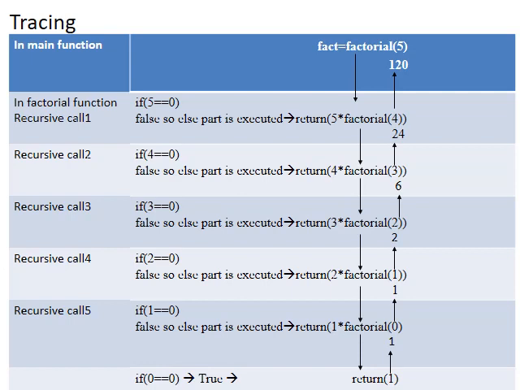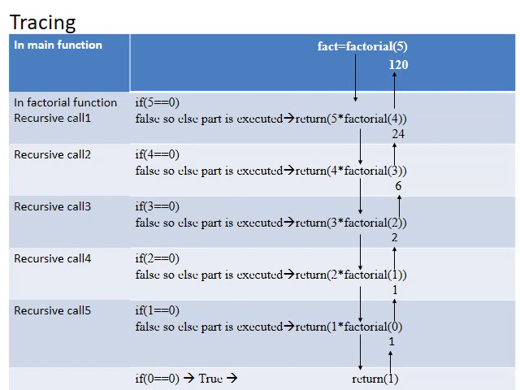Now in the else part, return 5 into factorial of 4, that is return n into factorial of n minus 1. So n is 5 here, so 5 into factorial of n minus 1 is 4, so factorial of 4. Now the first recursive call is made here. Now again I am calling the factorial function. So again the control will go to the factorial function.